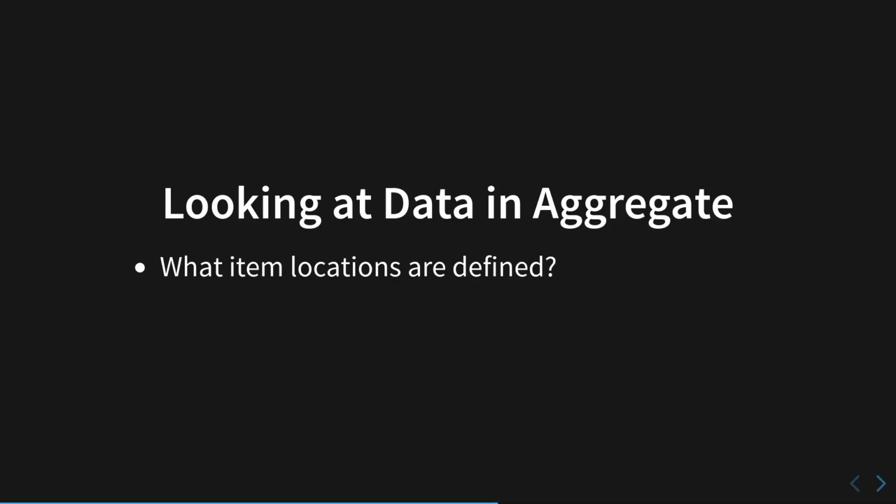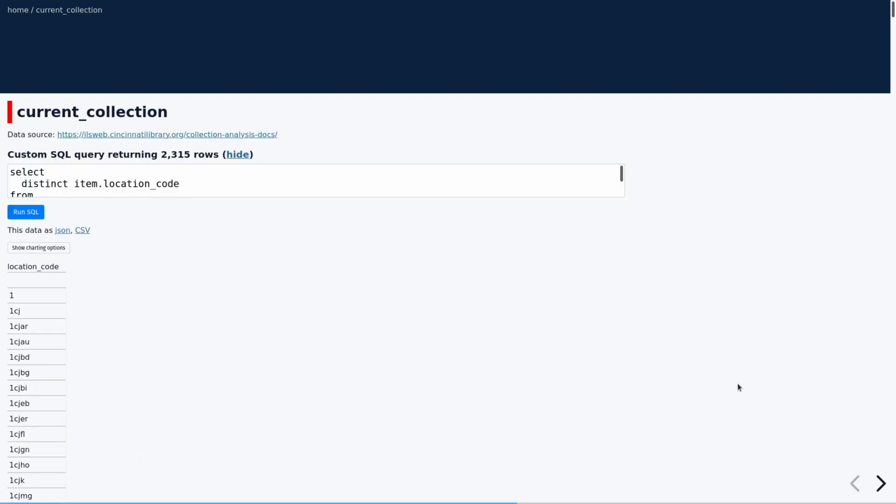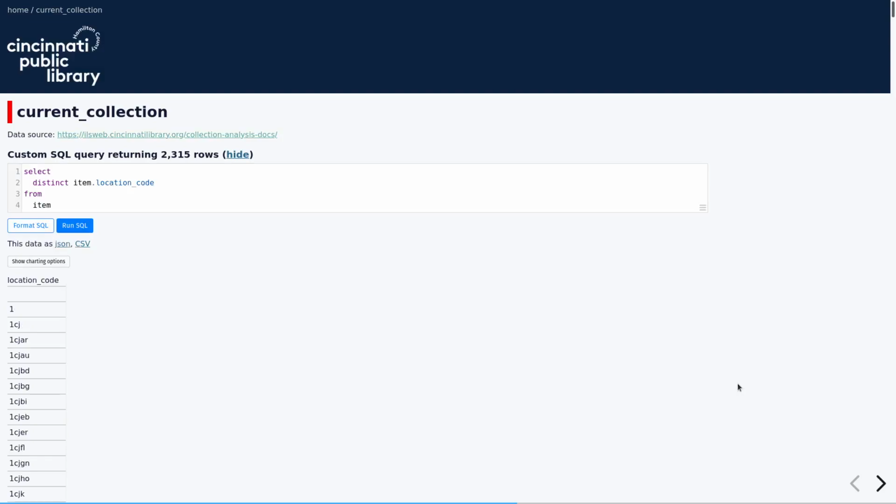So in this example, let's consider looking at item locations, location codes specifically, and how they're defined, and let's consider how many items are in each of those location codes. So let's go ahead and look at this query here in our Datasette instance.